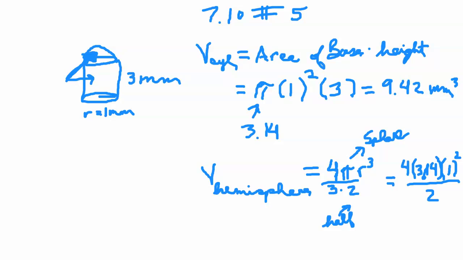So over here, it's 4 times 3.14 times 1 to the 3rd power. And in the denominator, we're dividing by 3 and we're dividing by 2. So that's 4 times 3.14 divided by 3 divided by 2, which is 2.093 repeating cubic millimeters.